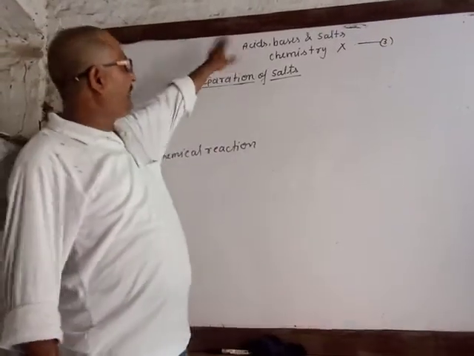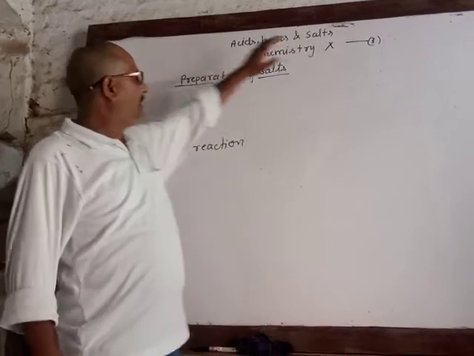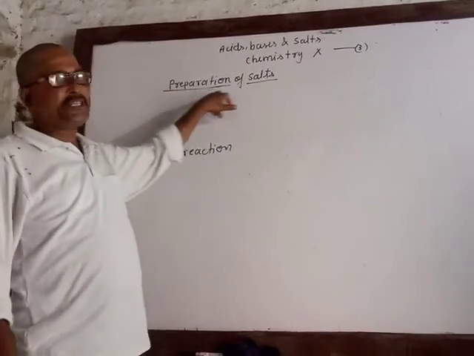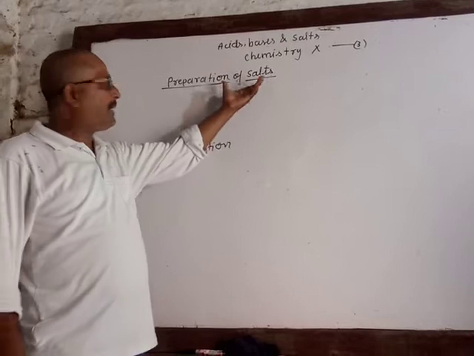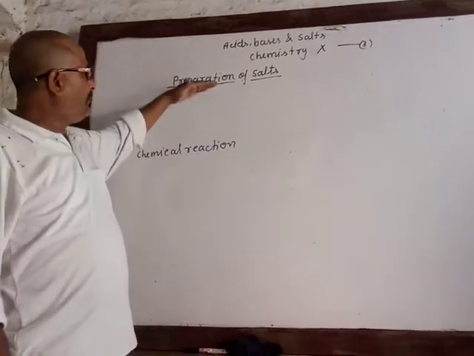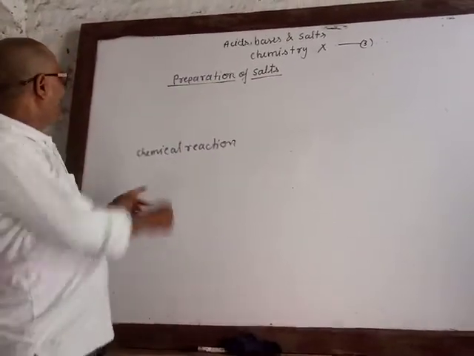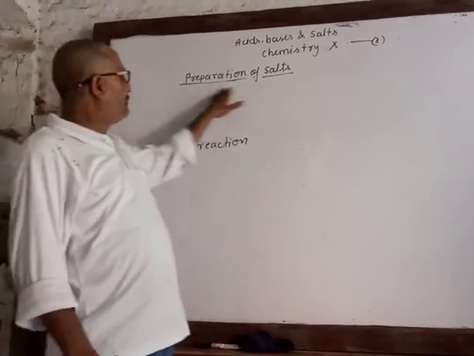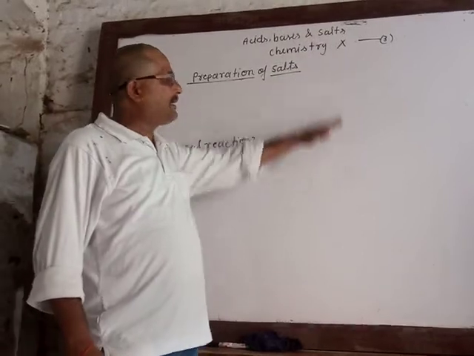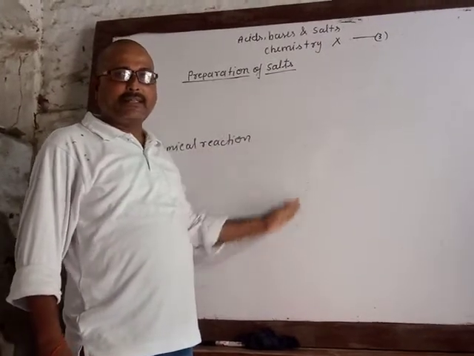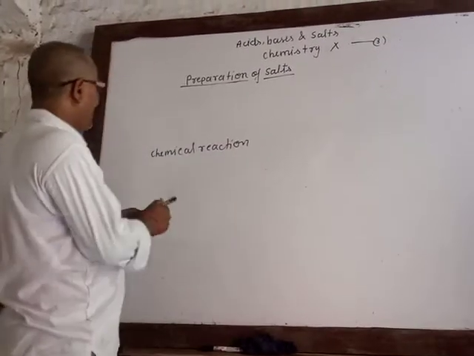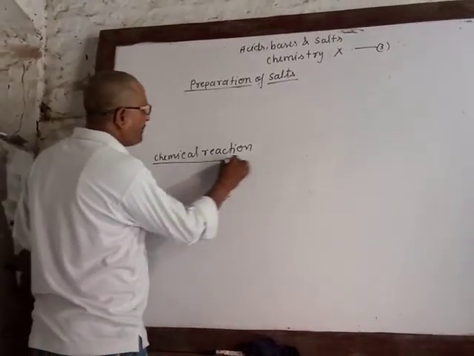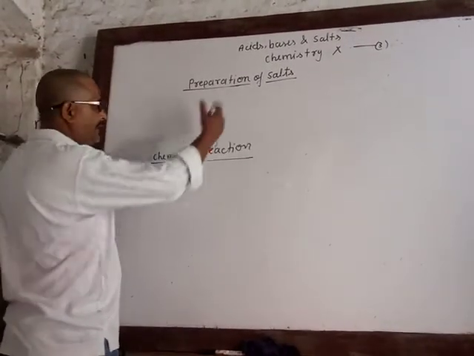In this chapter, acids, bases and salts, the last topic is preparation of salt. This I am going to explain. Before that, I am going to explain chemical reaction. What is a chemical reaction? Because in preparation of salt, you will study different types of chemical reactions. So I am going to explain what a chemical reaction is and what the different types of chemical reaction are.